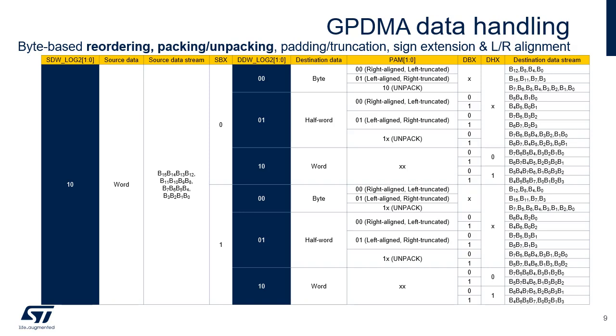If destination data width is larger than source data width, the post-SBX source data is either right-aligned and padded with zeros, or sign extended up to the destination data width, or is FIFO queued and packed up to the destination data width. If destination data width is lower than source data width, the post-SBX data is either right-aligned and left truncated down to the destination data width, or is FIFO queued and unpacked and streamed down to the destination data width.